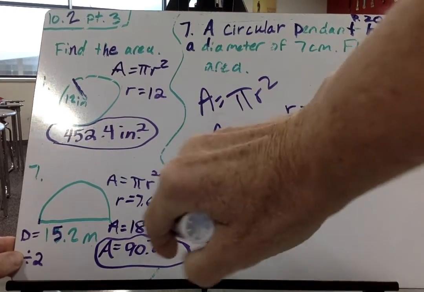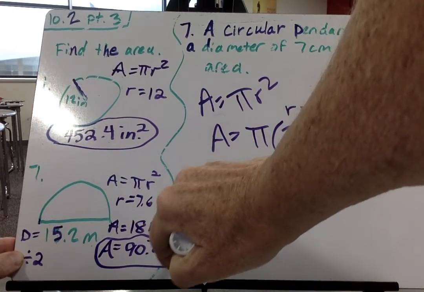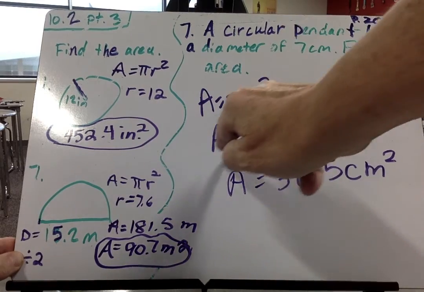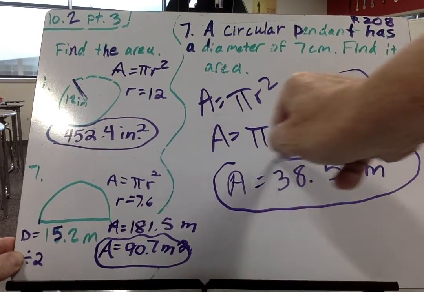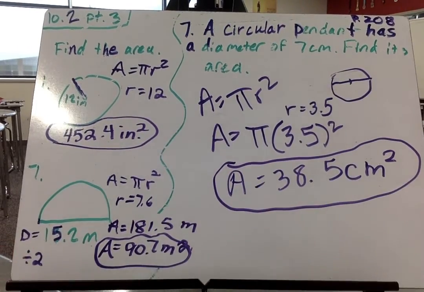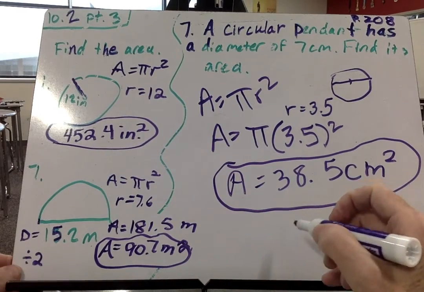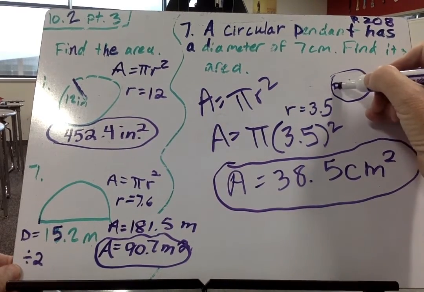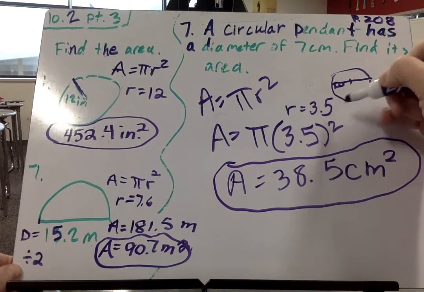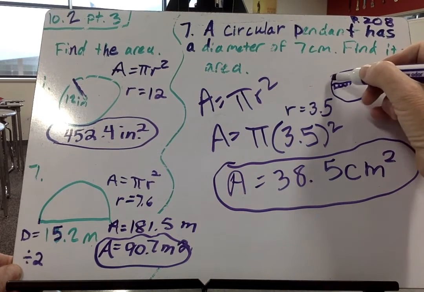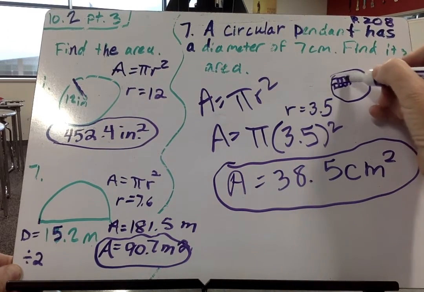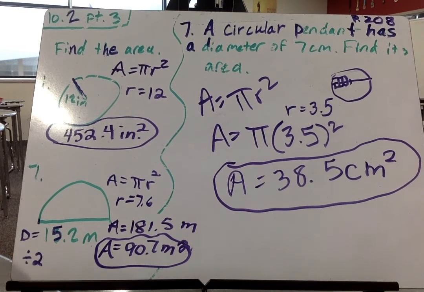Oh, back over here, this needs to be meters squared, because we're talking about area. Area is always squared, so always square the units, which means there's a whole bunch of these squares in here, and there's 38 of them that would fill this up to be the area right here. Okay? All right, students, you can do the rest of this. You rock.